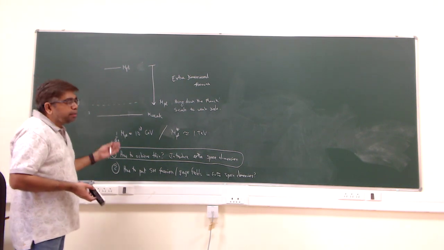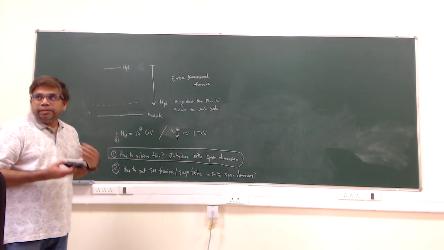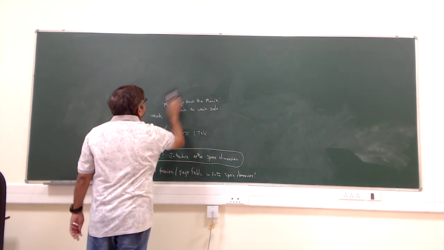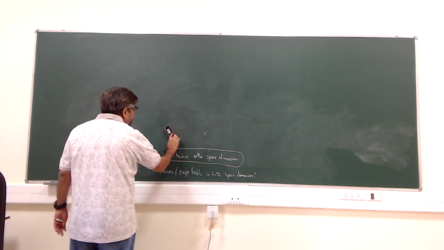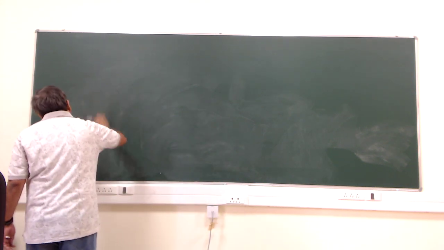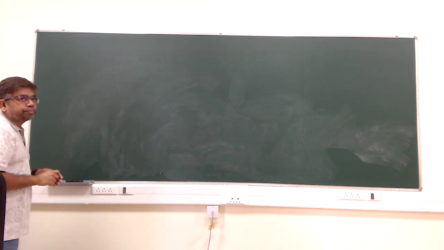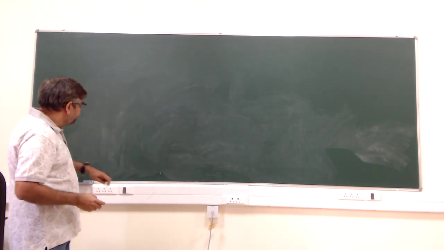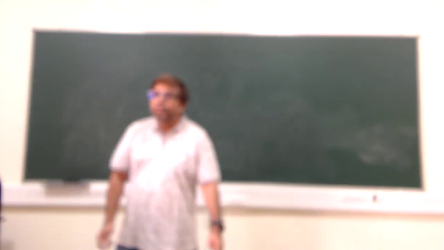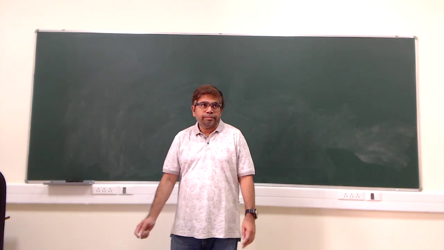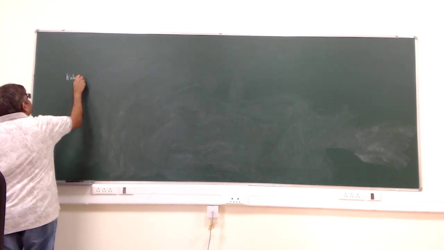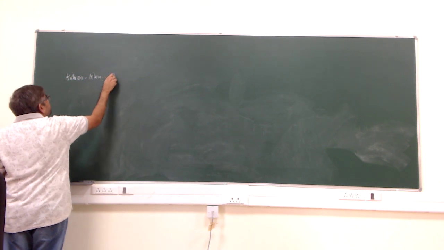So, is it possible at all to reduce the Planck scale? Is it possible to reduce the Planck scale? Historically it is known that it is possible to do electromagnetic theory in extra dimensions. So people have done electromagnetic theory in extra dimensions in the 1920s.